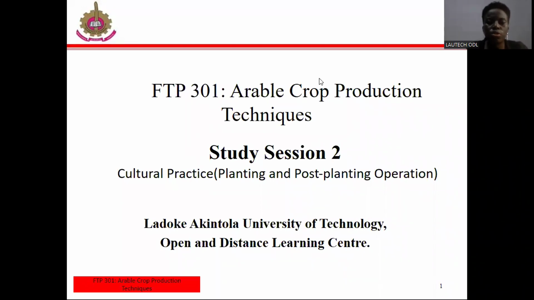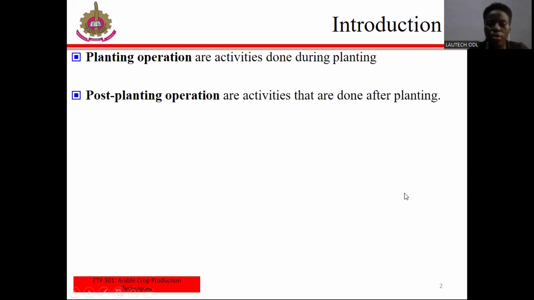Welcome back to study section 2 on FTP 301, arable crop production techniques. In our previous section, we talked about the planting operation. In this section, we'll be looking at the planting and post-planting operation as part of the cultural practices in arable crop production technique. Planting operations has to do with the activities that are done during the planting process.